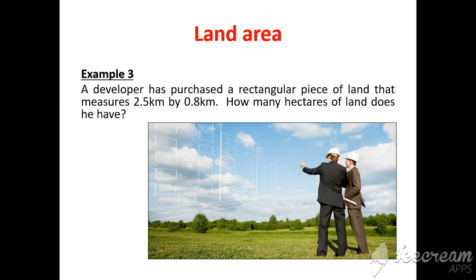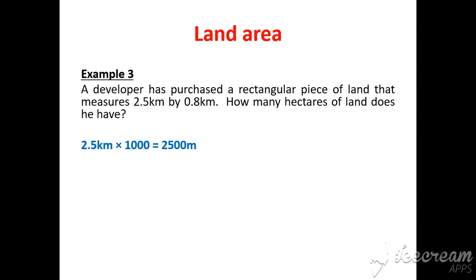Right, number 3. A developer's purchased a large piece of rectangular land that measures 2.5 kilometres by 0.8 kilometres. How many hectares of land does he have to work with? Well, we've got to work in meters. We can't work in kilometers, so we have to change 2.5 kilometers into meters by timesing by 1,000 to get 2,500 meters. We have to do the same with the 0.8 kilometers, times it by 1,000 to get 800 meters. So imagine a rectangle that's 2,500 meters long and 800 meters wide.